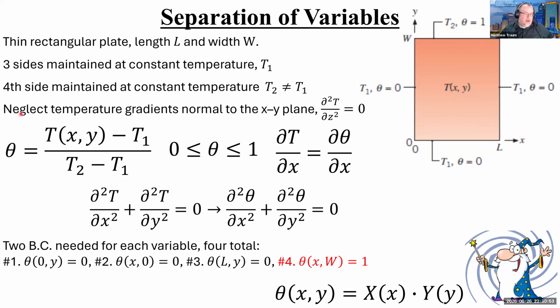Okay, and then I say here, we're going to neglect temperature gradients normal to the XY plane, right? So that's into the page and out of the page, which is basically what I said before. This is a thin plate, and so any derivative with respect to the Z direction, which is into the page or into the screen, is equal to 0.